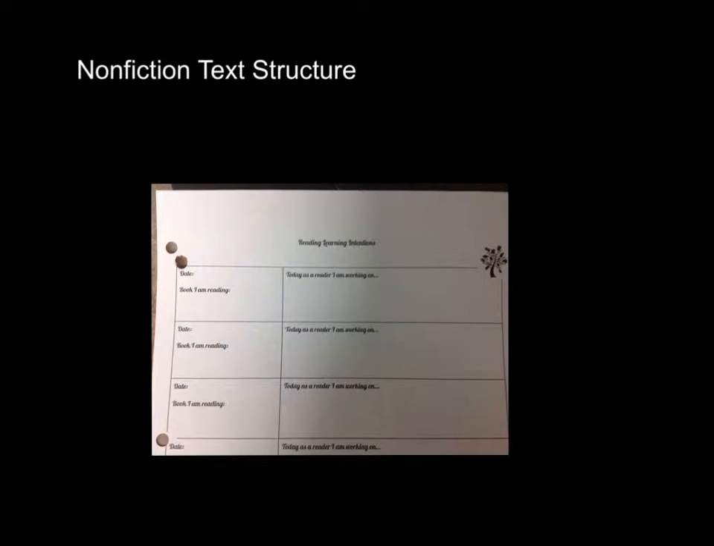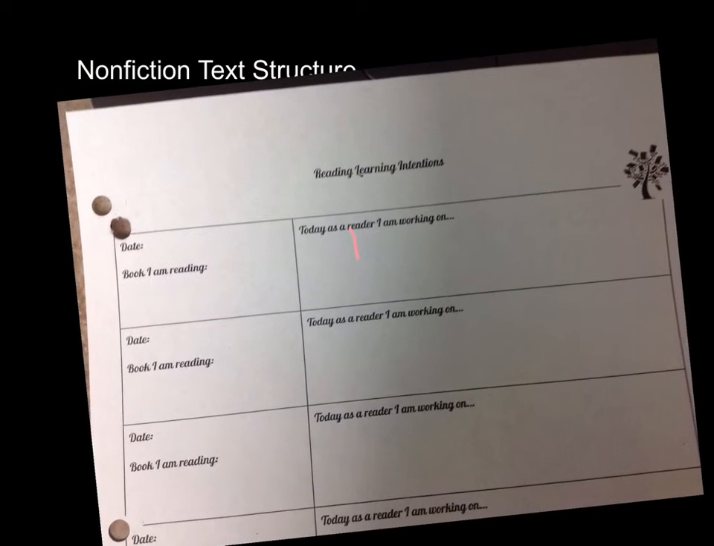Go ahead and take out your reading learning intention sheet. Fill in the date, which is 11/19. If you know what book you'll be reading today, you can fill it in here. And go ahead and write your learning intention. Today, as a reader, I am working on determining text structure.